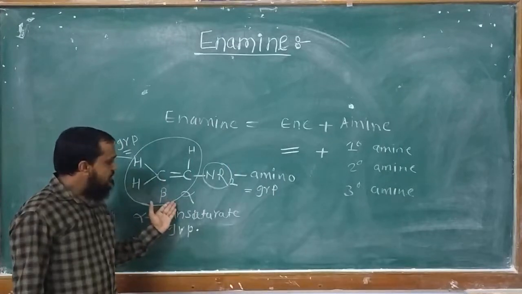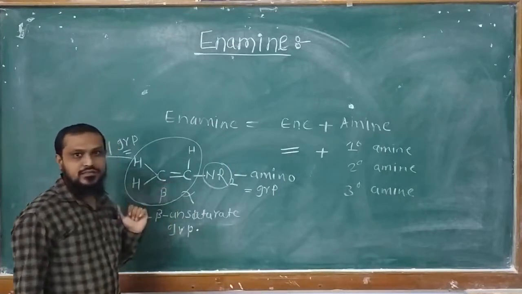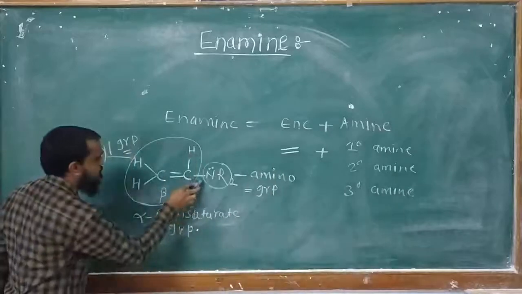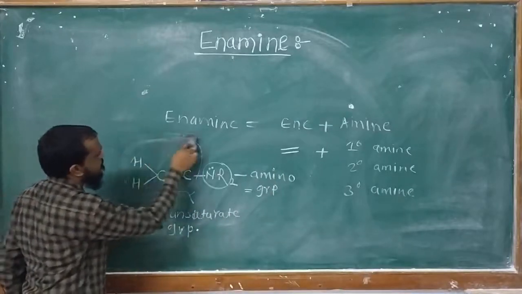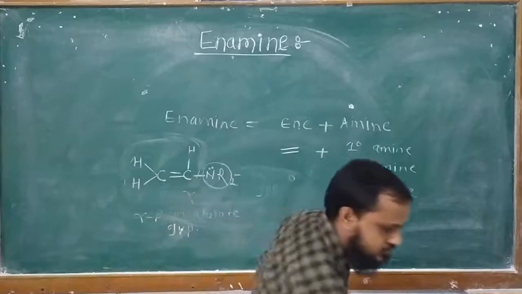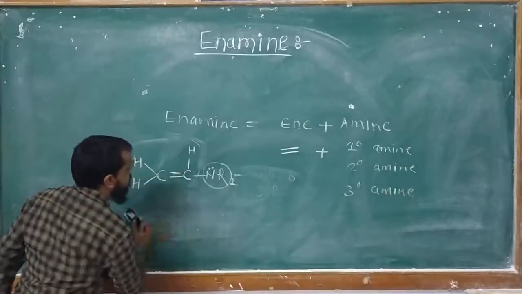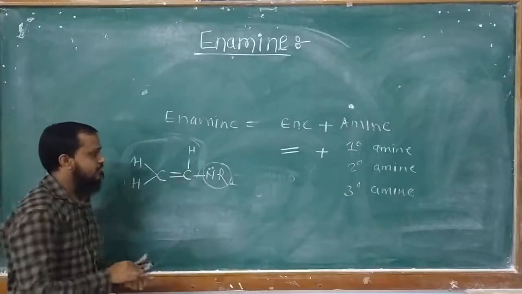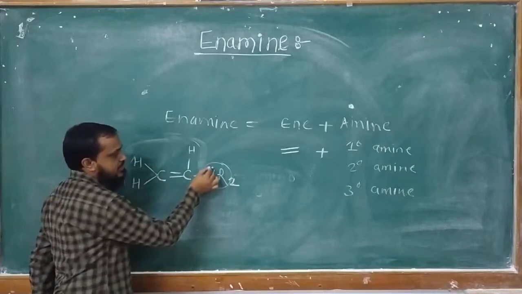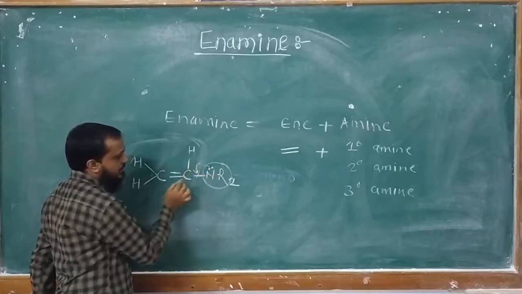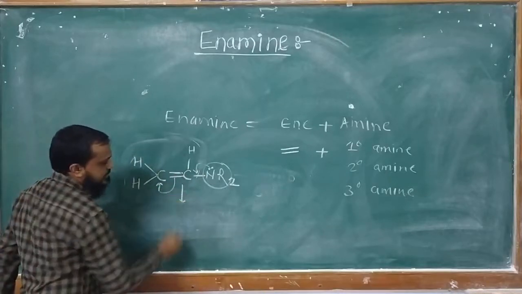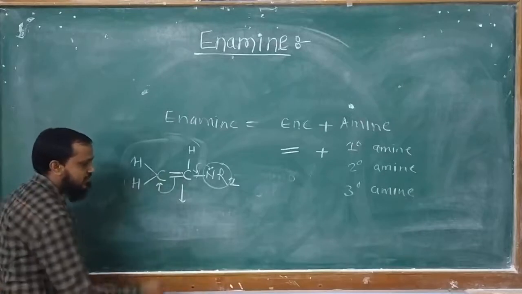Enamine are also called as resonance stabilized species. Why it is called as resonance stabilized species? Now see here, this is the structure of enamine. The lone pair of nitrogen is delocalized with the pi bond, hence it is called as resonance stabilized species.